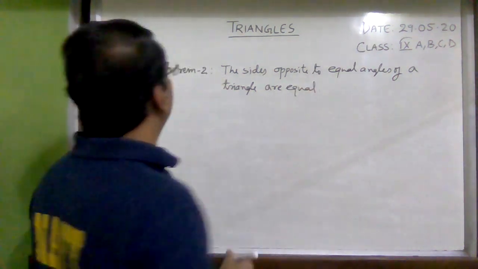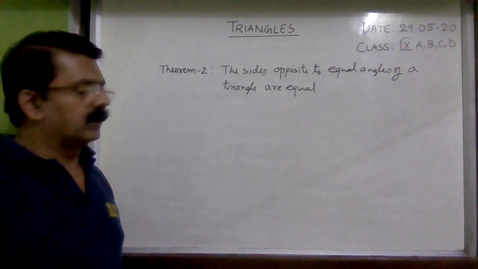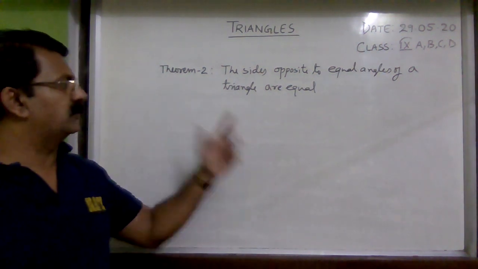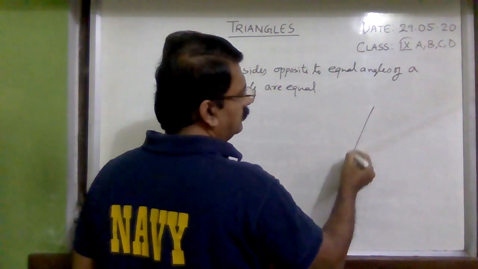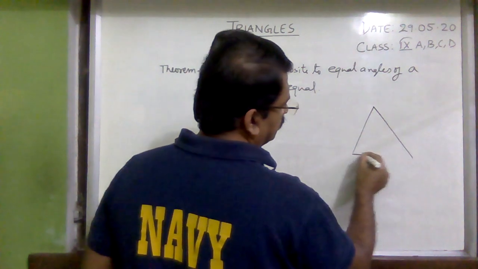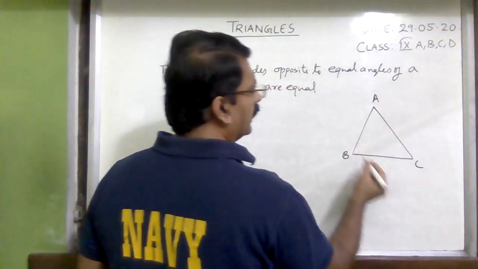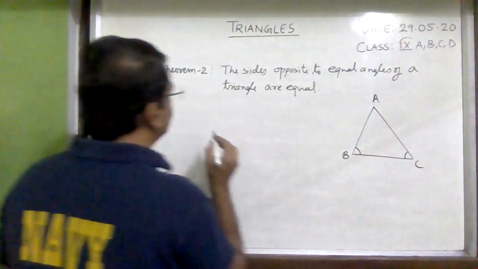So you can see that this theorem 2 is actually the converse of theorem 1. Whatever we did in theorem 1, it is the converse of theorem 1. Now see, there is a triangle ABC in which they have given that angle ABC is equal to angle ACB.